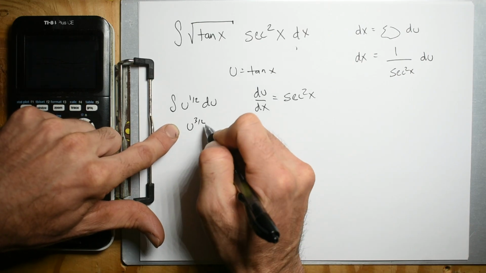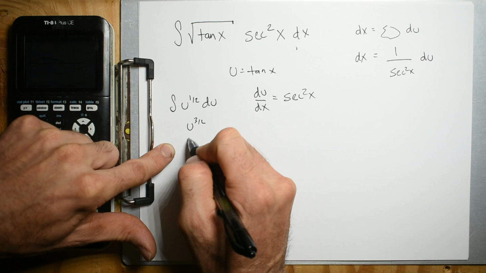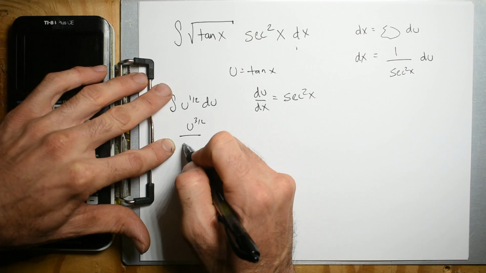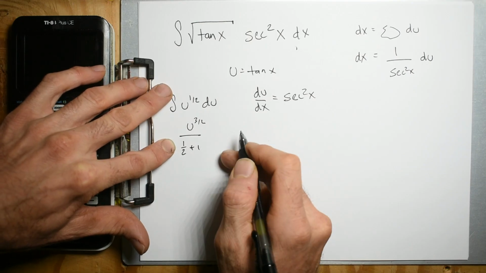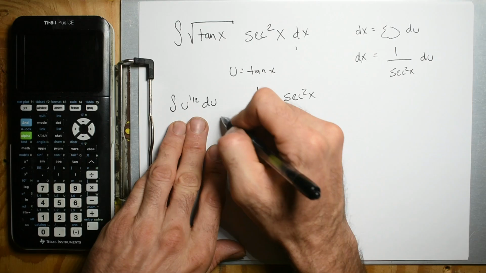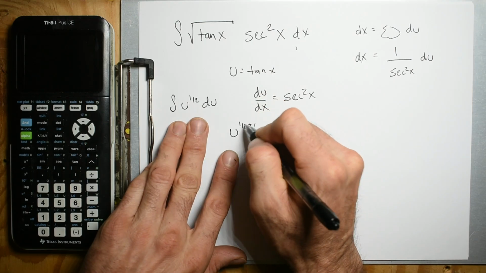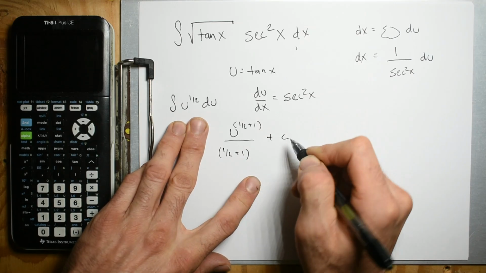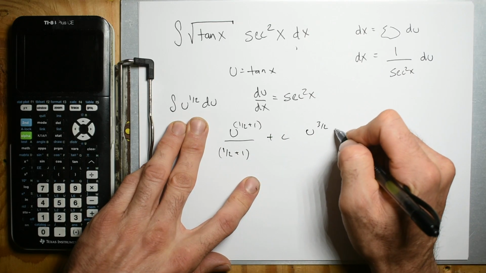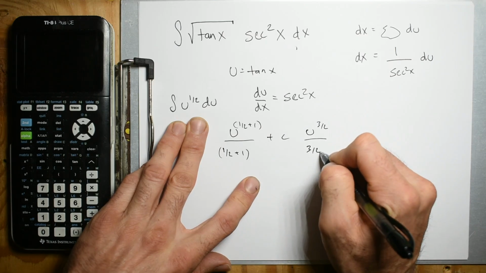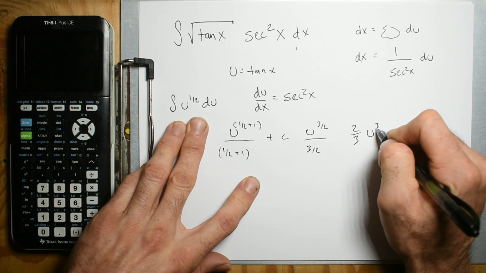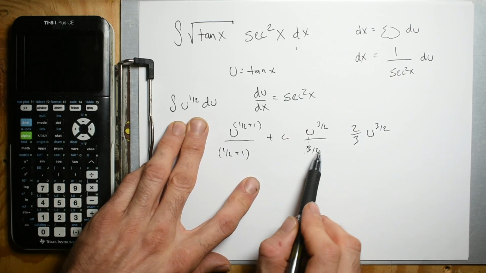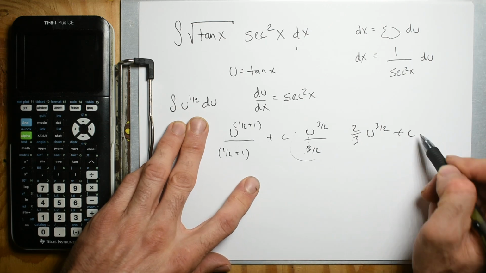The power goes up by 1, and then we divide by 1/2 plus 1. That's the power rule: if you're going to integrate this, you go 1/2 plus 1 upstairs, divided by 1/2 plus 1 downstairs, plus a constant. So that's u to the 3/2 divided by 3/2, which is 2/3 u to the 3/2, just the reciprocal. The 3 stays downstairs, and the 2 gets popped up. All right, plus a constant.